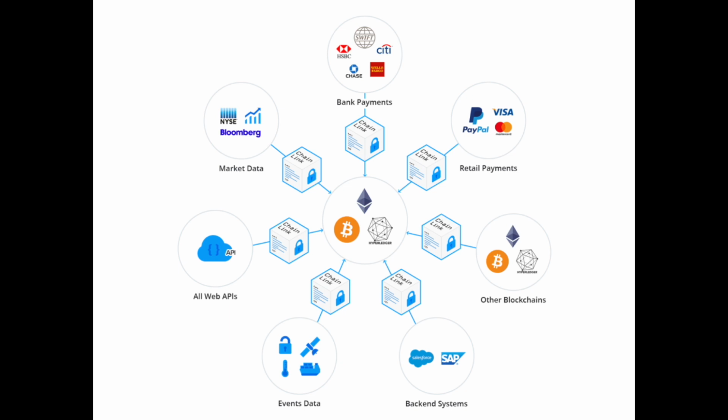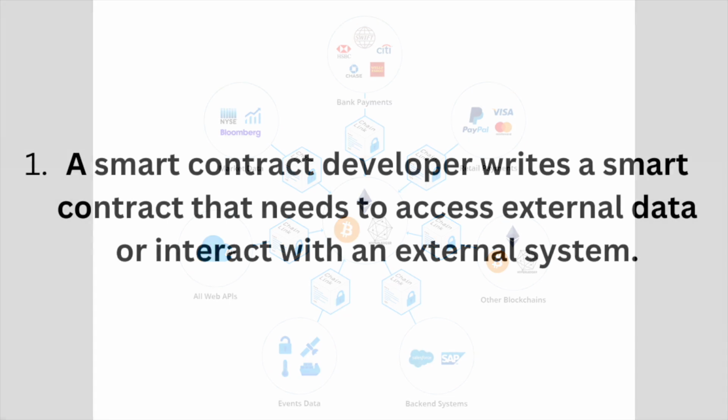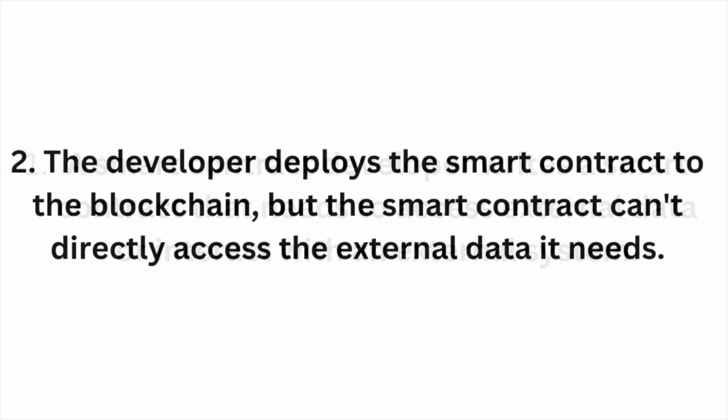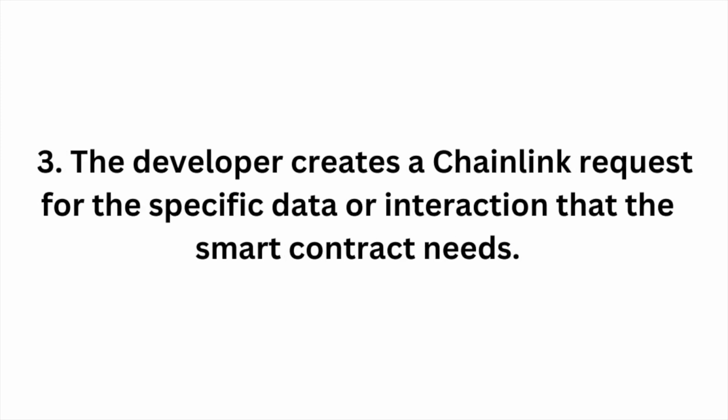So, how does Chainlink work exactly? I'll walk you through the process in 8 steps. 1. A smart contract developer writes a smart contract that needs to access external data or interact with an external system. 2. The developer deploys the smart contract to the blockchain, but the smart contract can't directly access the external data it needs. 3. The developer creates a Chainlink request for the specific data or interaction that the smart contract needs.